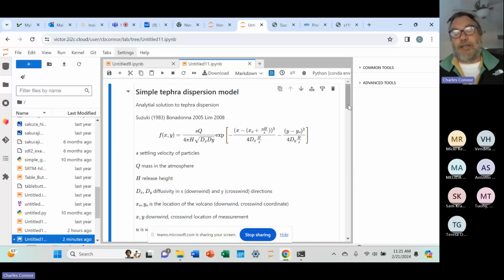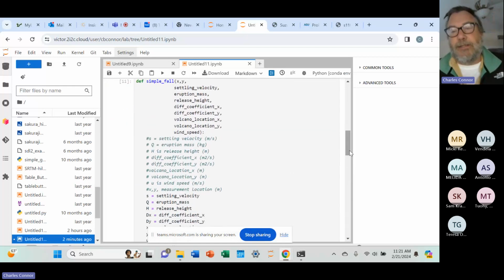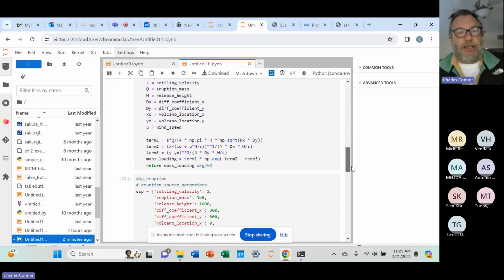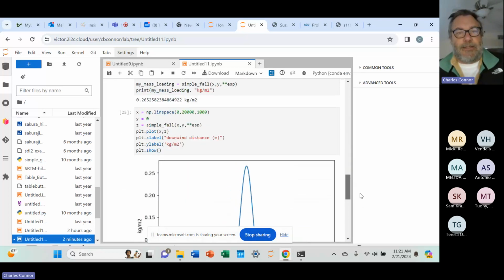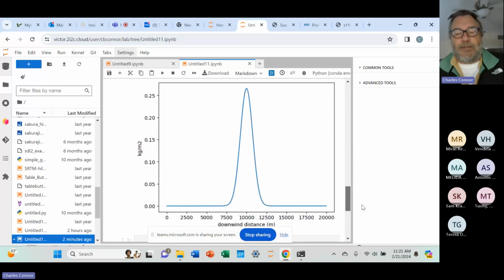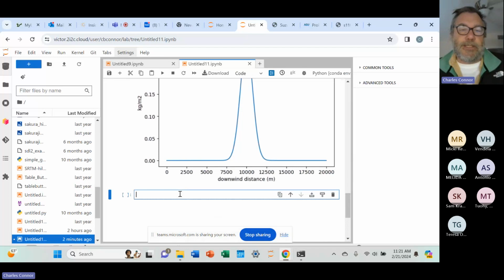S is the settling velocity. And so if we want to know more realistically what an eruption looked like, we have additional information, which is about the grain size distribution of the eruption. And if we know the grain size distribution, maybe we know something about the settling speed. So let's look at what happens when I change the settling speed of particles.